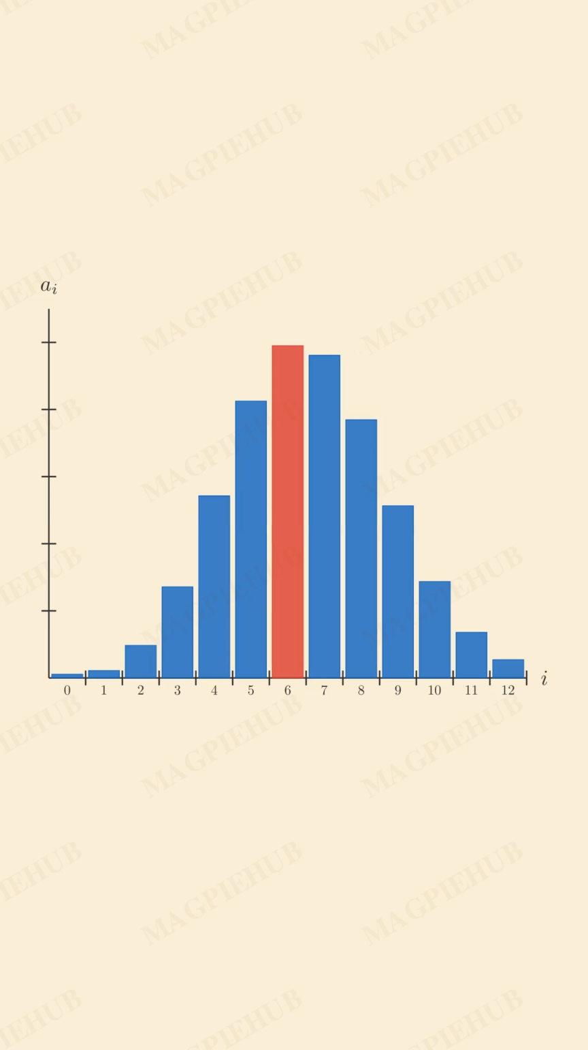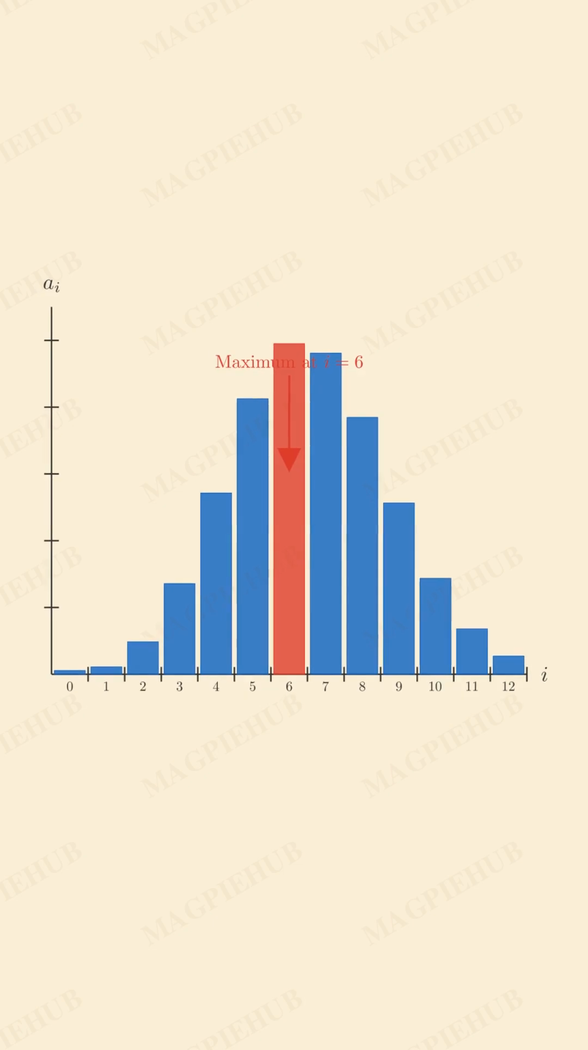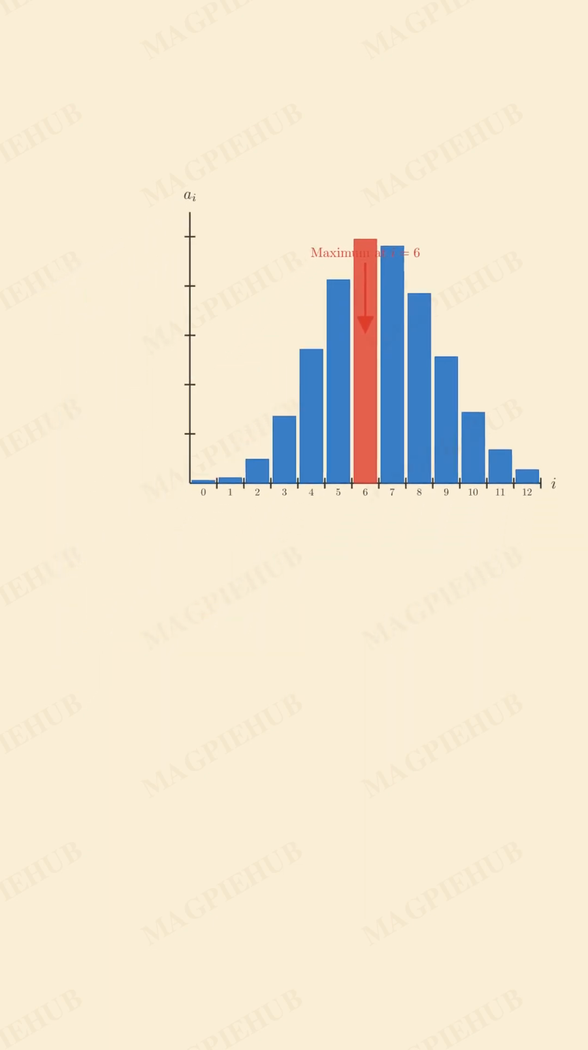Notice that the values increase up to i equals 6, where they reach the maximum and then decrease. The red bar at i equals 6 is the largest. Let us keep this chart as a reference while we prove that the maximum is at i equals 6.